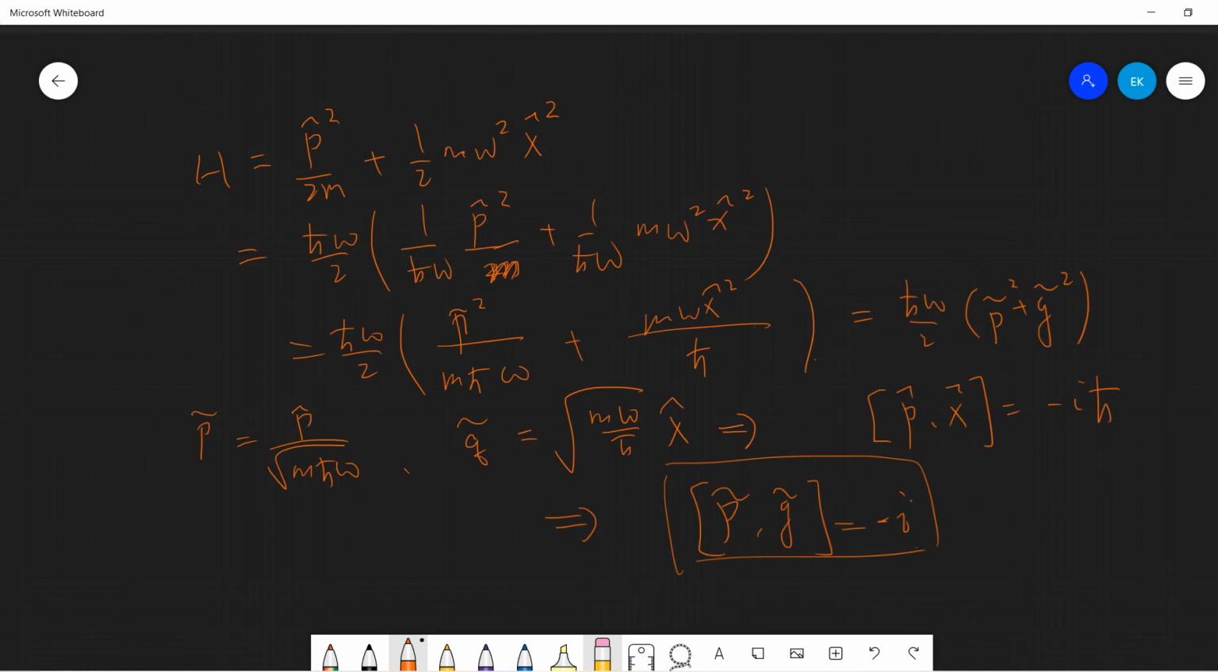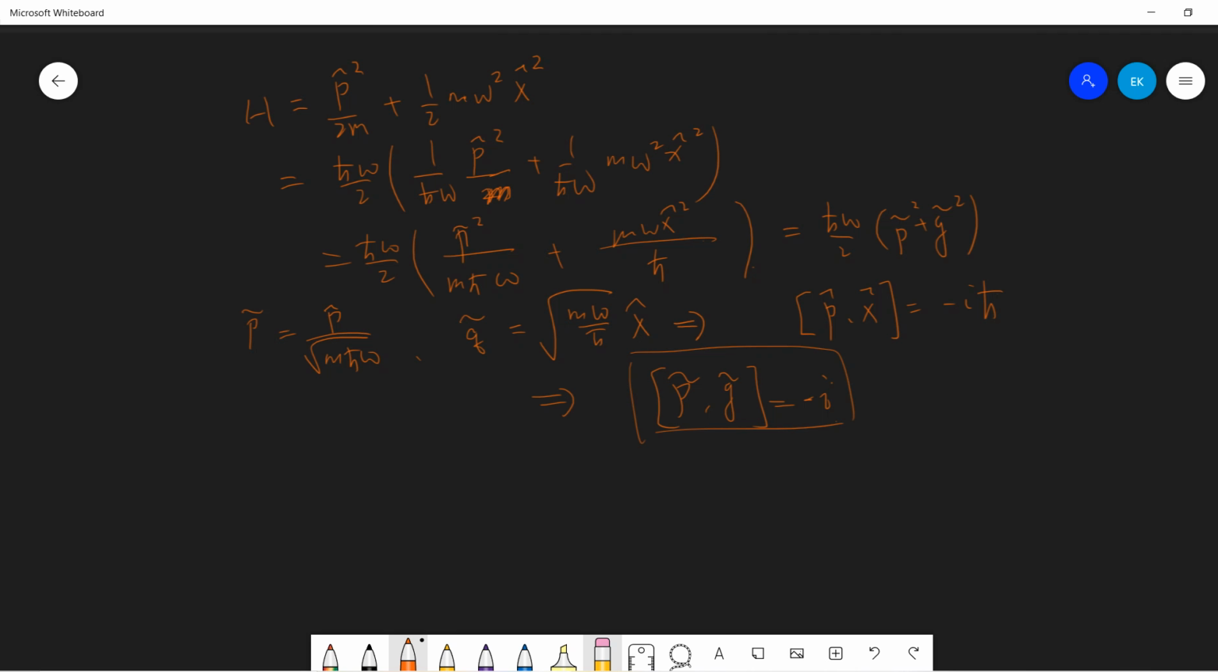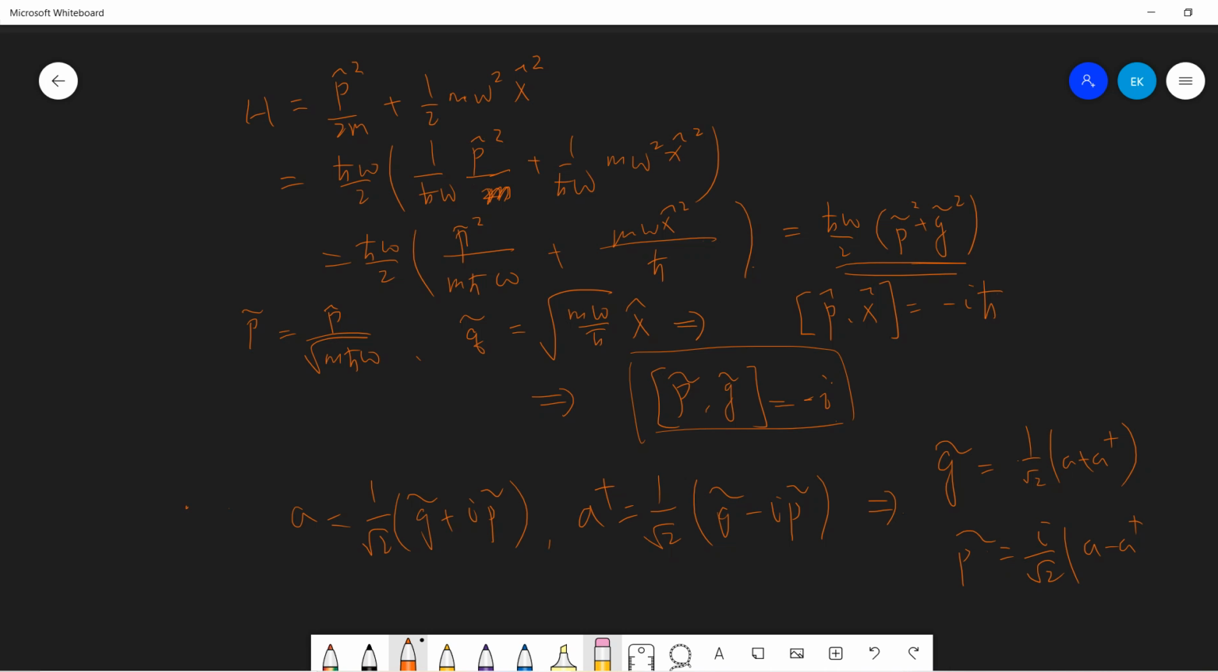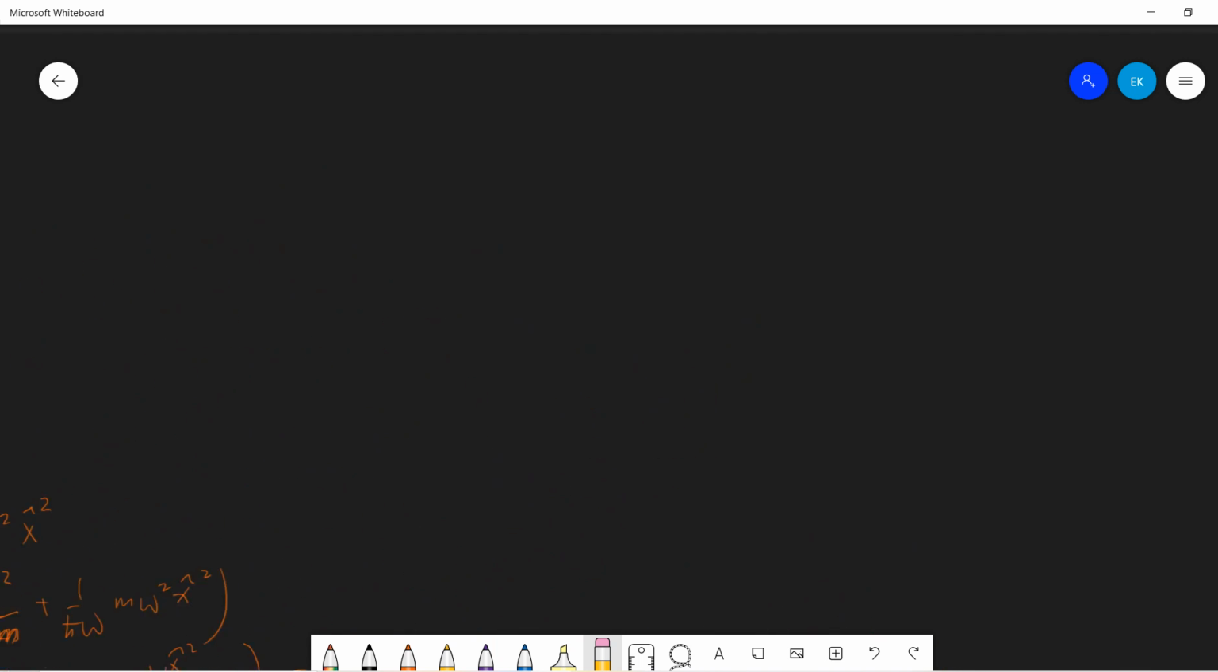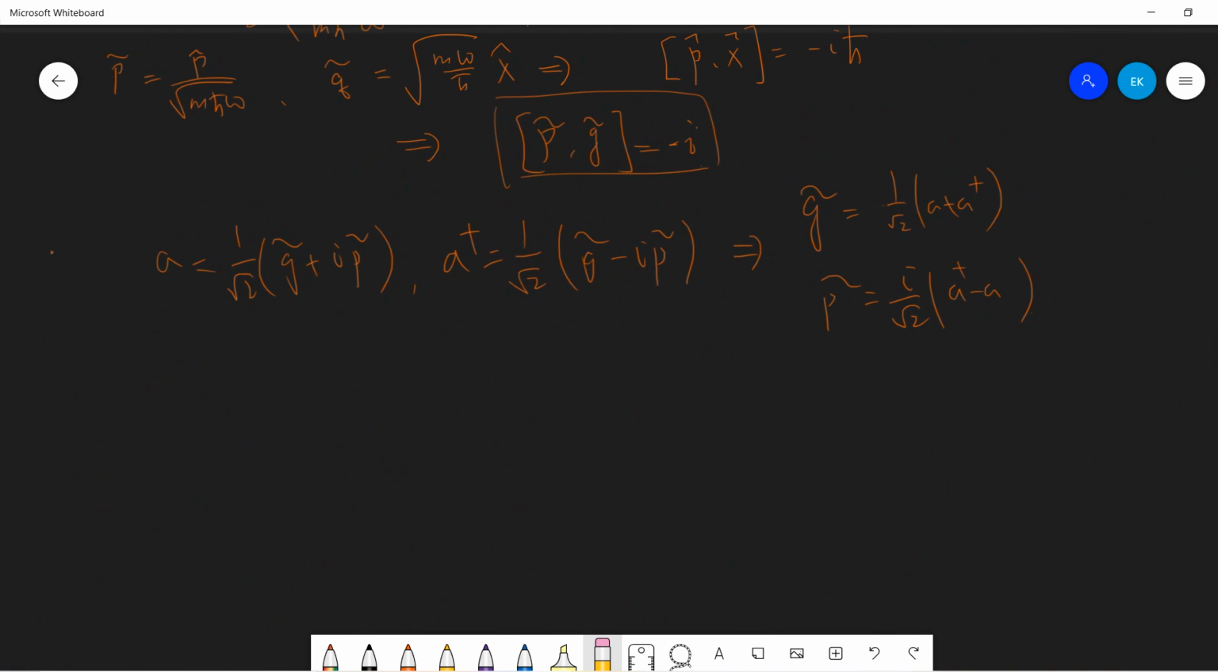The next thing is that we need to define the standard lowering and raising operators. The standard is that I define a to be 1 over square root of 2 times q tilde plus i p tilde, and a dagger to be 1 over square root of 2 times q tilde minus i p tilde. We can solve this: q tilde is 1 over square root of 2 times a plus a dagger, and p tilde is i over square root of 2 times a dagger minus a.